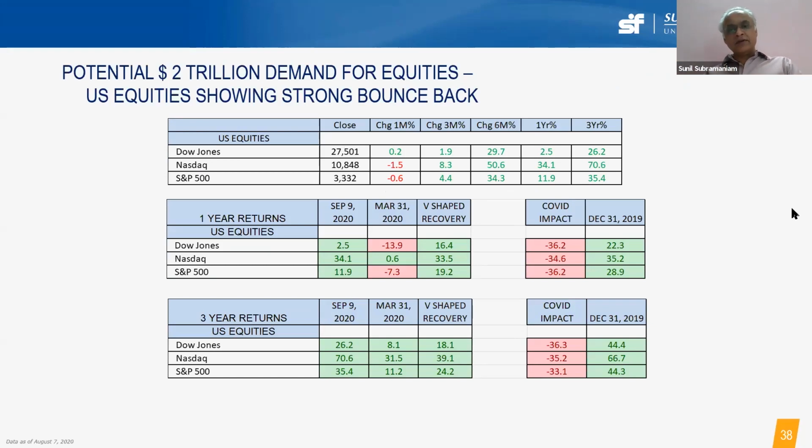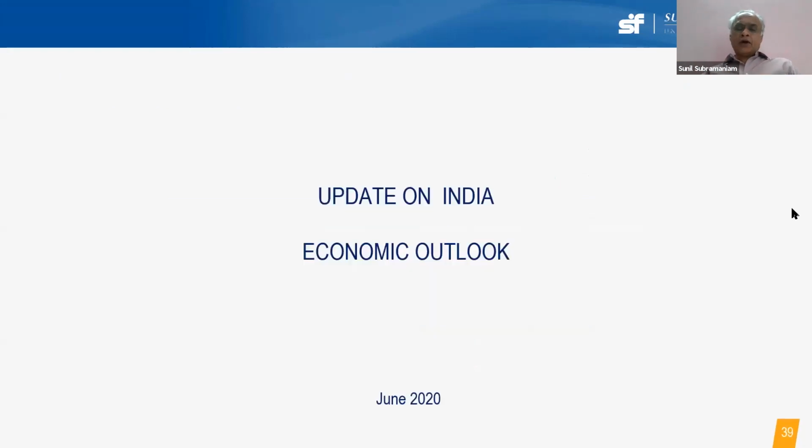But otherwise, the trend is that post the March drop, you've seen a strong bounce back, NASDAQ leading the way, because tech companies are beneficiaries of this whole COVID and lockdown crisis, right? Now, having completely covered the world economy and the US markets as a harbinger of the rest of the world, let's shift focus to our country, India.